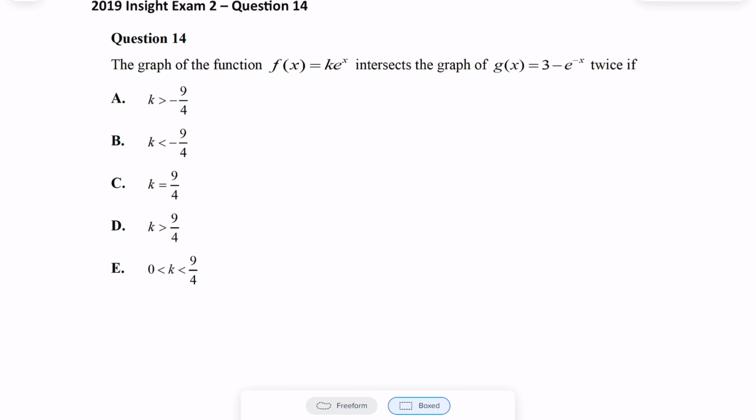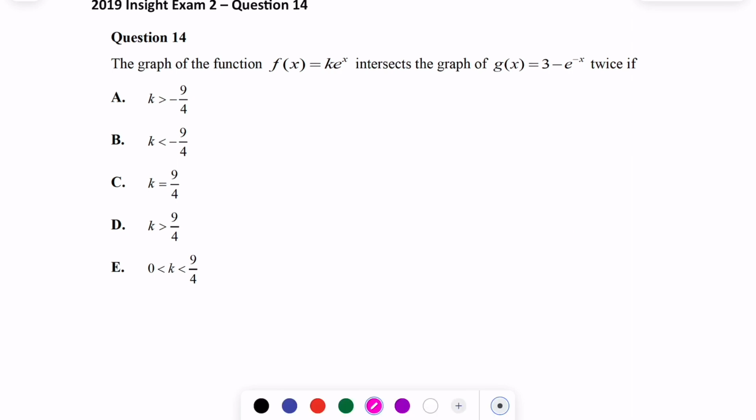Okay, so a couple of things that we want to highlight here. First thing, this twice. This means that if it's going to intersect, we're going to say f(x) equals g(x), and I'm going to suspect that if it's saying twice, we're going to end up with a quadratic expression. And if it's going to be twice with a quadratic expression, we're going to say that our discriminant is going to be greater than 0.